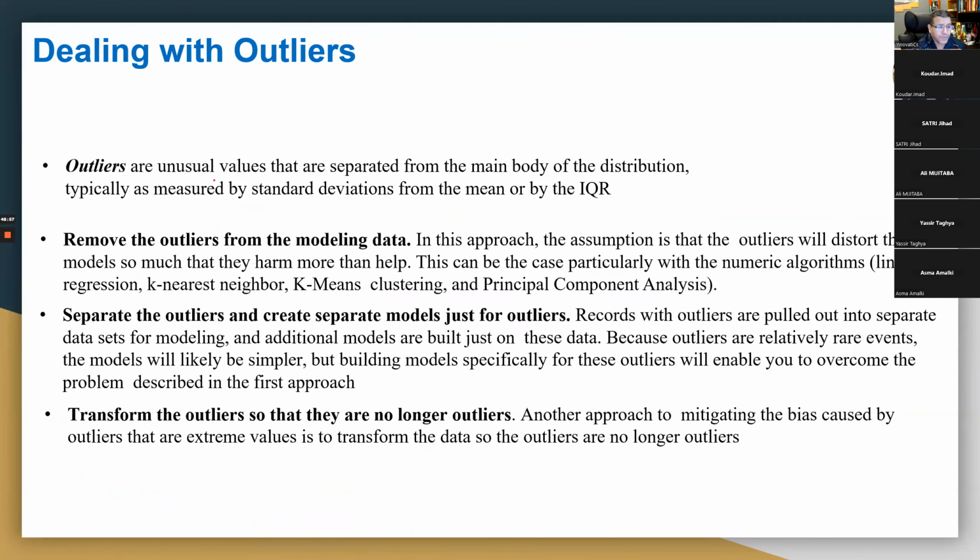Okay, so outliers are usually values that are separated from the main body of the distribution, measured by standard deviation from the mean or by IQR. هذا هو التعريف ديال outliers. So we could remove the outliers from the modeling, just حيدهم إلى عندك نسبة بسيطة جدا اللي ما غاديش تأثر لنا في حجم البيانات. It is not going to have any influence on the size of the data.